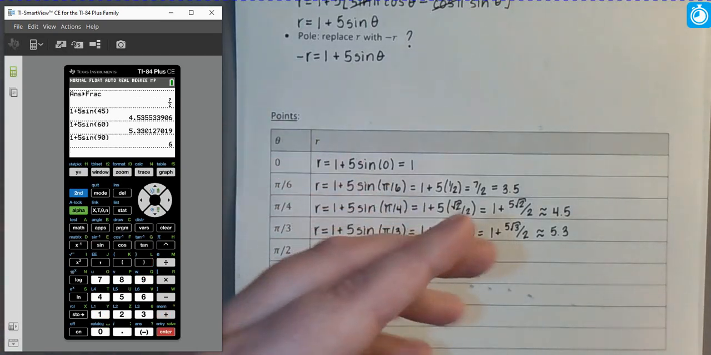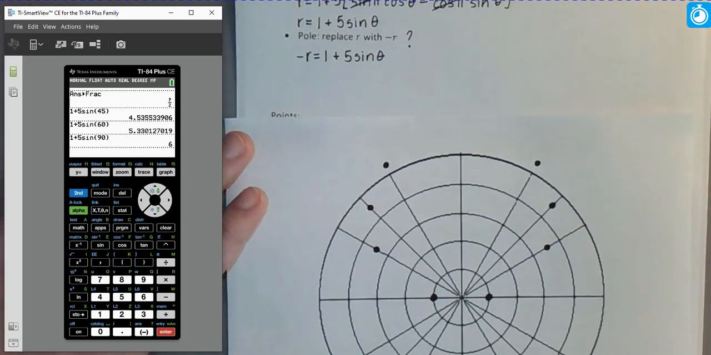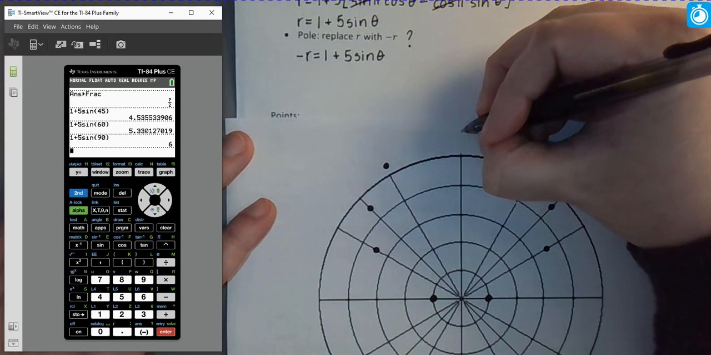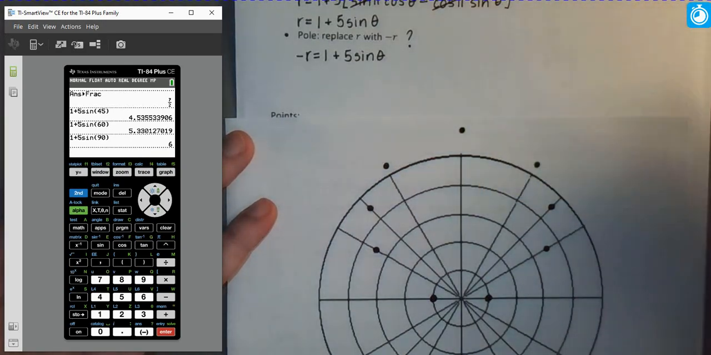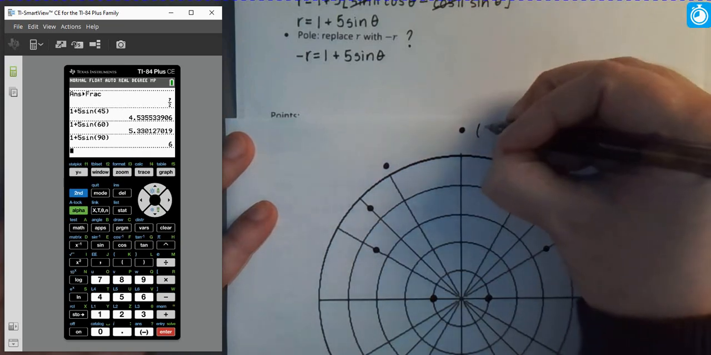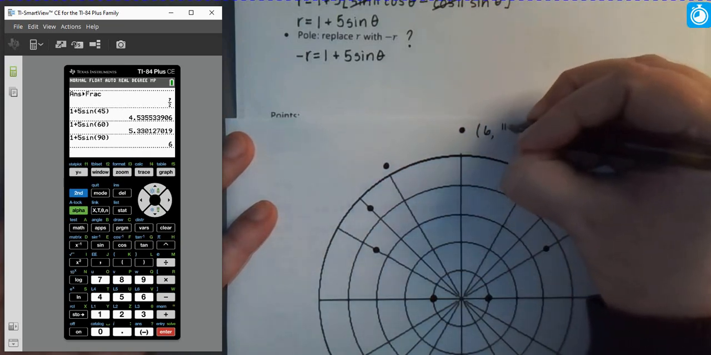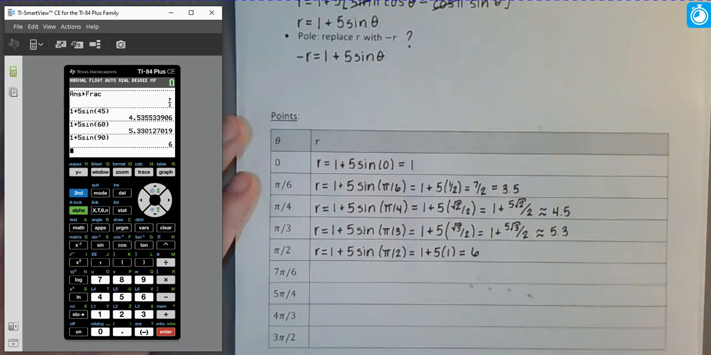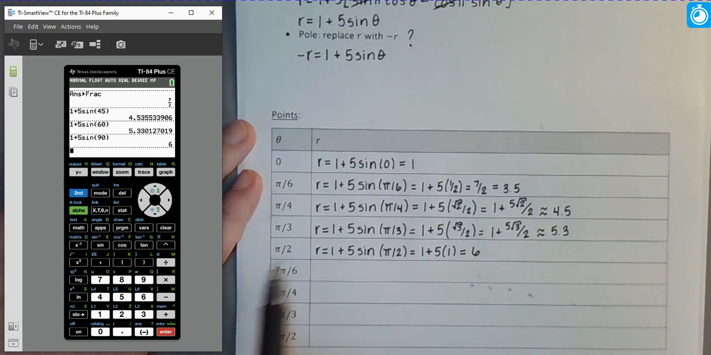Okay, so that'll be the last point we get for the first quadrant. At pi over 2 radians, we are on the 6th ring. Now, because that's outside of the ring, I'm going to go ahead and label that. So our r value is 6 when our value of theta is pi over 2. There we go.